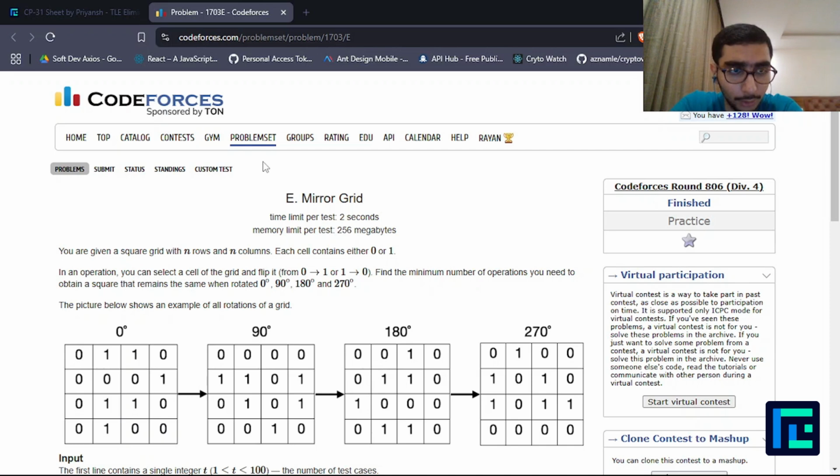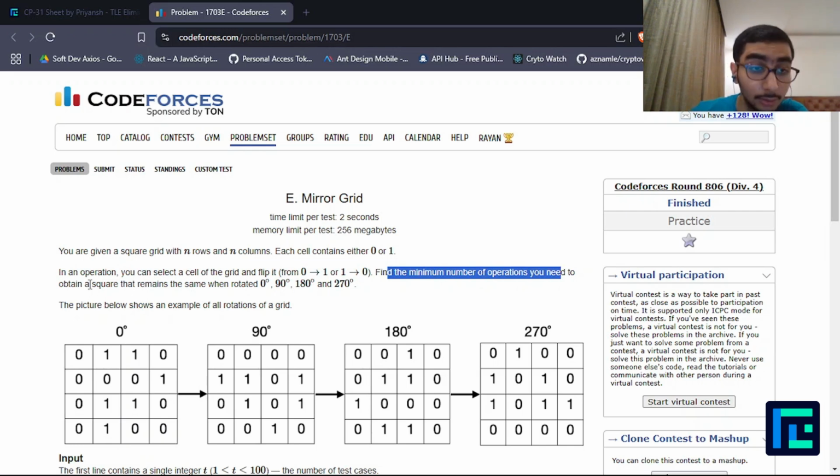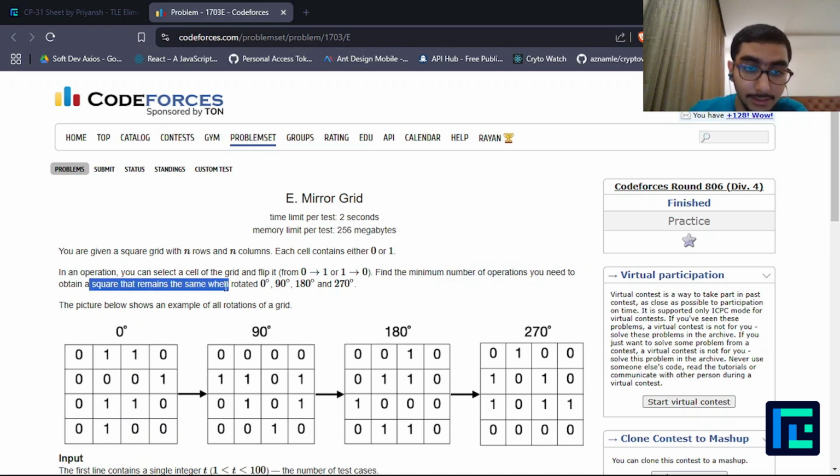So the problem statement is as follows. You are given a square grid with n rows and n columns. Each cell contains either 0 or 1. In an operation, you can select a cell of the grid and flip it, that is from 0 to 1 or 1 to 0. Find the minimum number of operations you need to obtain a square that remains the same when rotated 0 degrees, 90 degrees, 180 degrees, and 270 degrees.